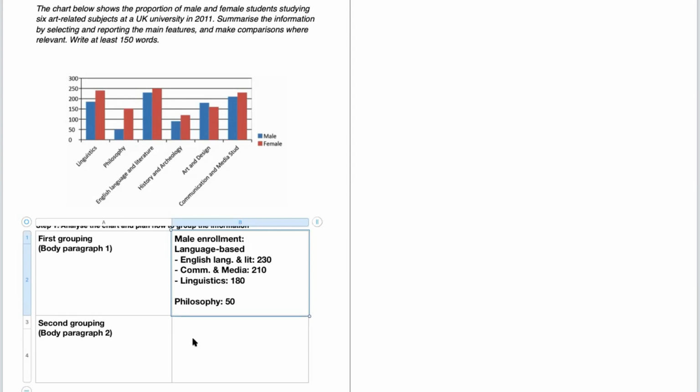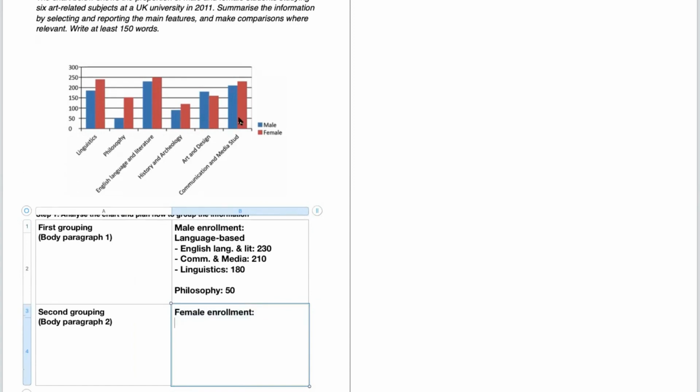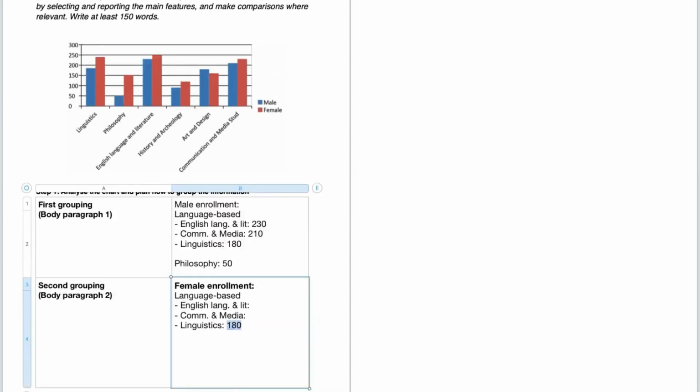Okay, so now we're going to look at female enrollment, which is our obvious next step. It's our second grouping, and this would be body paragraph 2. I'm going to do the same thing, really. So I've got female enrollment, and again, the same thing pops up when it comes to language-based subjects. So I'm looking at English language and literature, linguistics, and communication and media. Again, just like we saw in the male enrollment, these are the highest groupings. So I'm going to basically write the same thing, change the values.